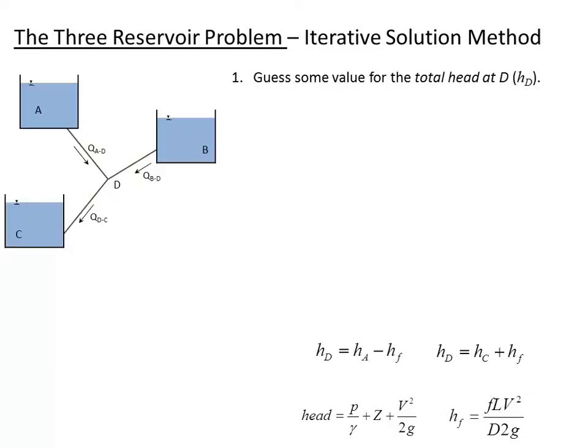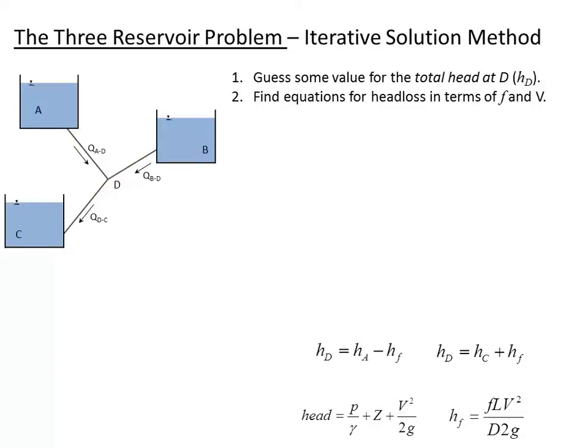We have to guess how much head there is at D. We'll just pick some initial starting value for how much energy there is. One common approach is to just say the amount of energy at D is equal to the elevation of the water surface at B. But you don't necessarily always want to make that assumption. It doesn't have to be that. But sometimes you just say the amount of energy at D is between A and C. It wouldn't be more energy than A, and it wouldn't be less energy than C. So we have some guess value.